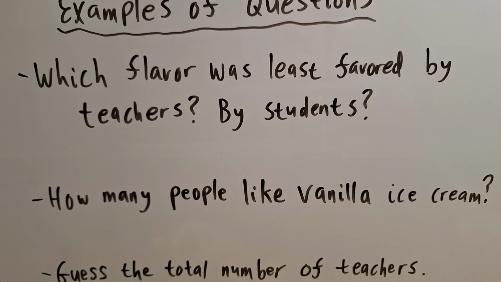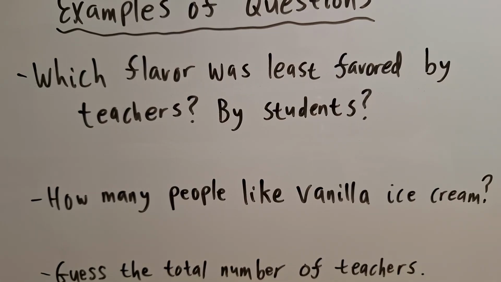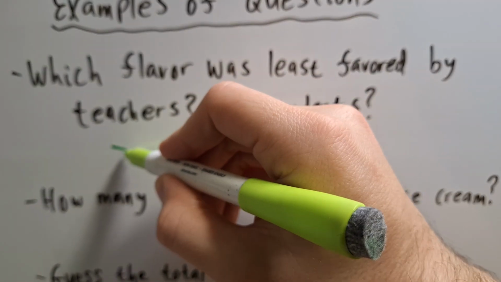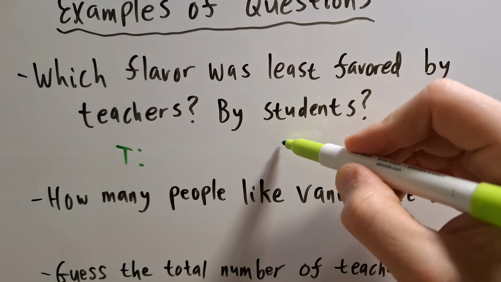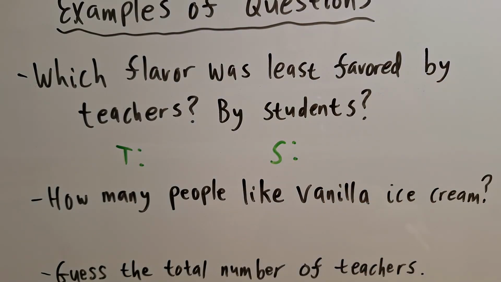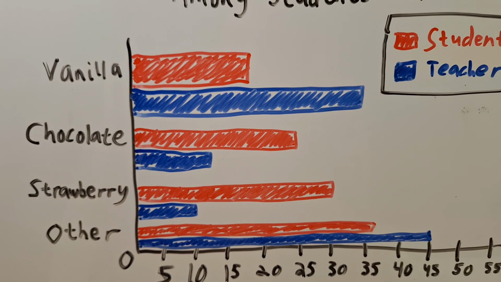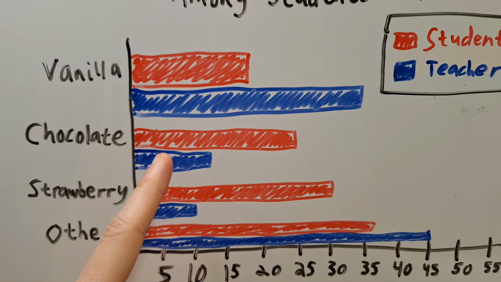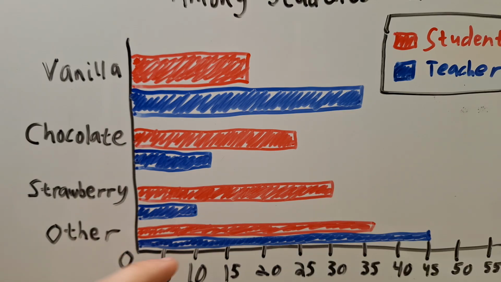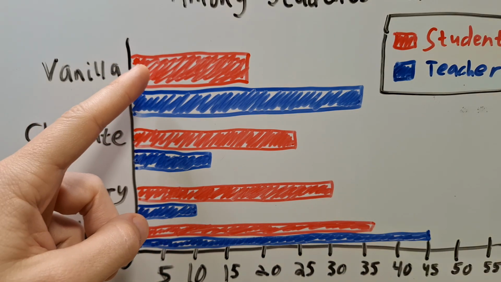Which flavor was least favored by teachers and then by students? So I'm going to label T for teachers and S for students. Let's take a look at our graph again. We are looking for the least favored ice cream by teachers, the blue part. The smallest blue part here would be here at strawberry for teachers, and then the least favored flavor by students would be vanilla right here.